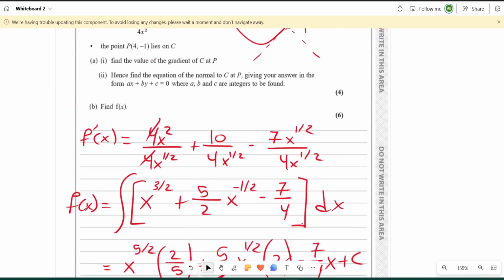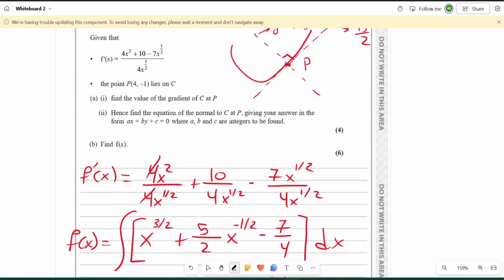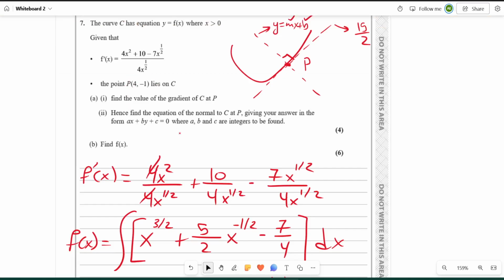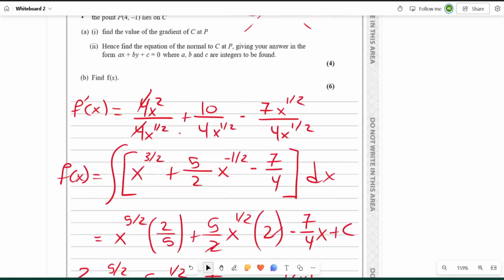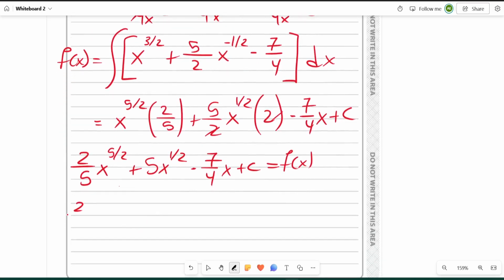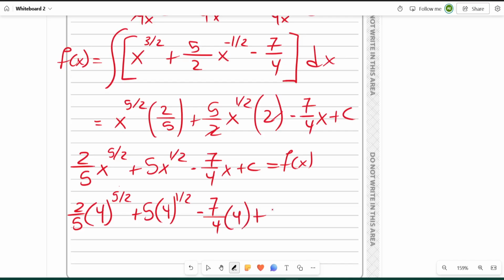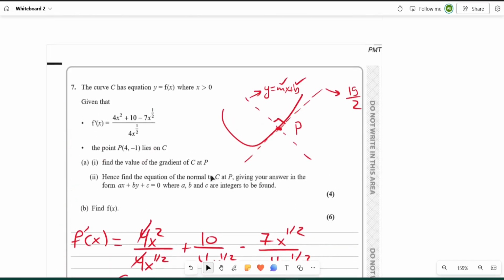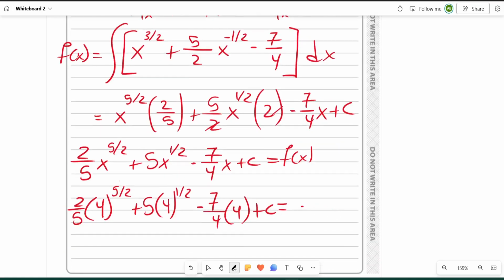Now, in order to find c, similarly, we'll have to use the point that lies on the curve. So we'll use P(4, -1). We'll substitute x with 4 and y with minus 1. So 2 over 5 into 4 power 5 over 2, plus 5 into 4 power half, minus 7 over 4 into 4, plus c. This should equal the y, which is minus 1.